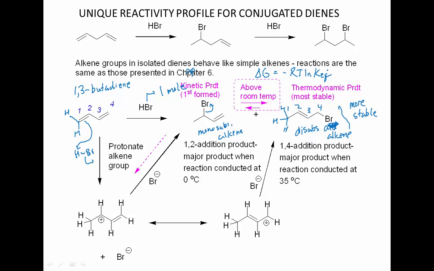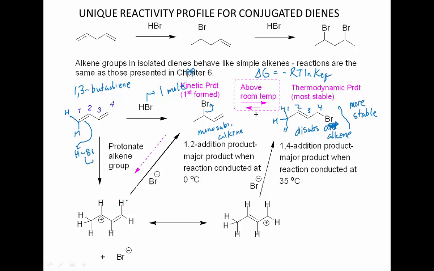Frankly, it's actually quite difficult to predict what's going to be the kinetic product and what's going to be the thermodynamic product. In this first class in organic chemistry, all we're really expecting you to do is just to recognize that you can form both the 1,4 and 1,2 addition products and be able to draw them if you saw them on an exam.